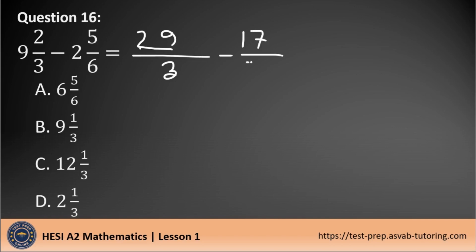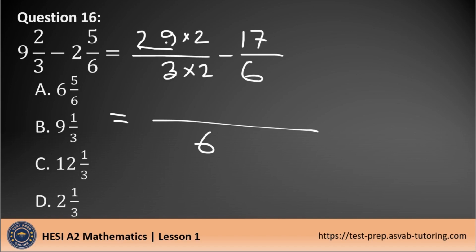So here we need to write down the 6. So 3 times 2 equals 6. So we will multiply with 2, 3 times 2, and also multiply with the upper digit. It's 29 multiply with 2. So now here the denominator is the same for both numbers. So here 6 and 6. So 29 times 2 equals 58 minus 6 divided by 6 equals 1.